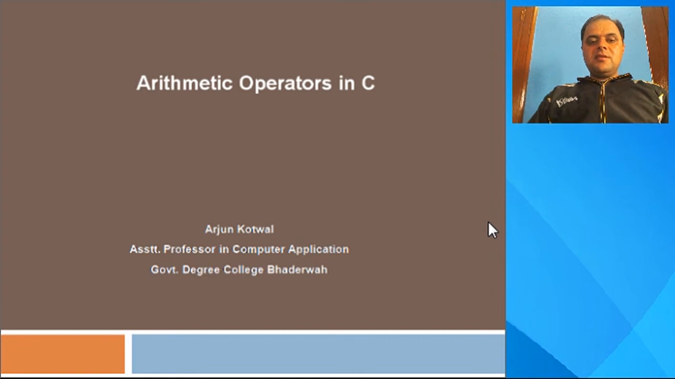Before discussing arithmetic operators in C, we first need to know what an operator is. An operator performs some operation between two operands and gives a result. For example, in A plus B, plus is the operator and A and B are operands. So plus will add the numbers A and B and give us a result.